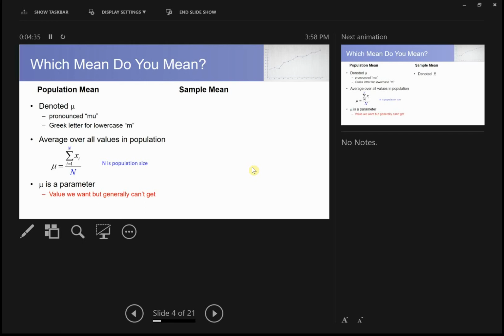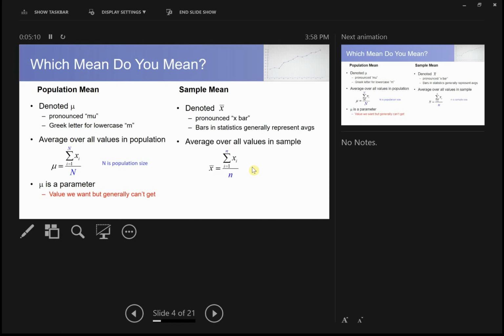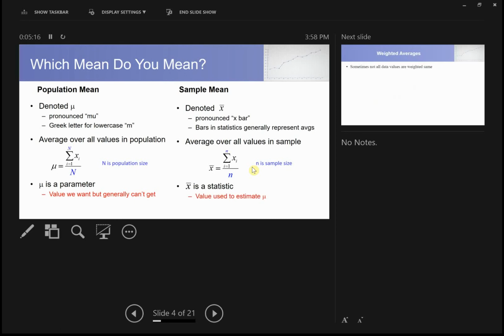Okay, so this is a statistic. Remember what a statistic is? It's something we compute from data. In this case, we're computing it from the sample data. And it has the symbol of x with a bar over top. And this is pronounced x bar. Okay, so that's the sample mean. There's our notation, okay? It's the average over everything in our sample, so that would be the formula, small n now is a sample, and this is a statistic, and it's used to estimate.